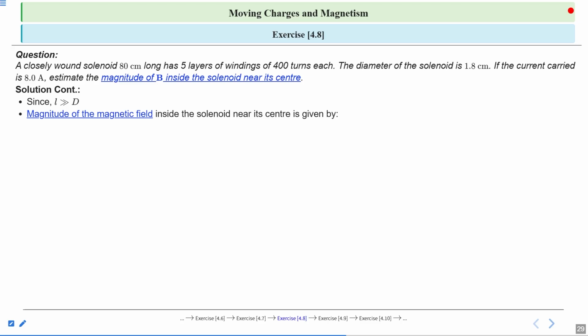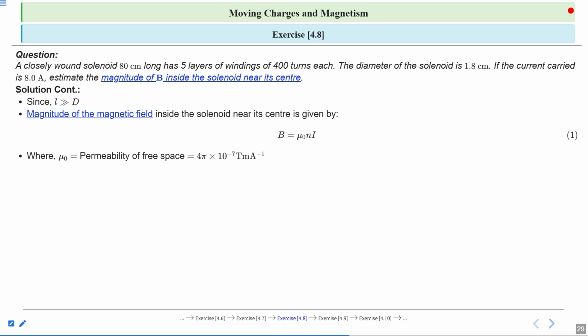So here the length is much greater than d, and also we are going to find the magnitude of magnetic field inside the solenoid near its center. So we can apply the formula B equal to mu naught n i. What is small n here? Number of turns per unit length. So mark it as equation 1.